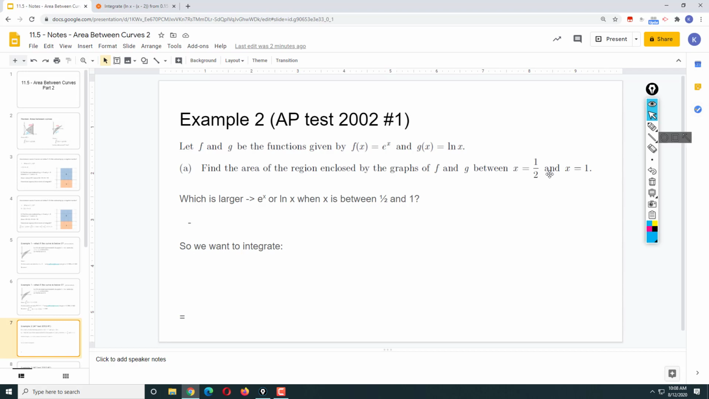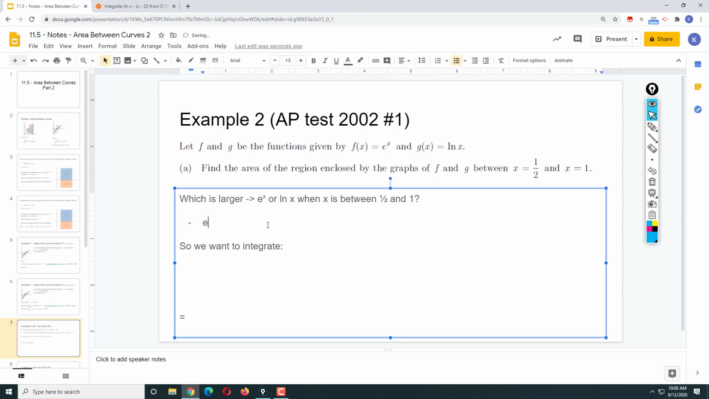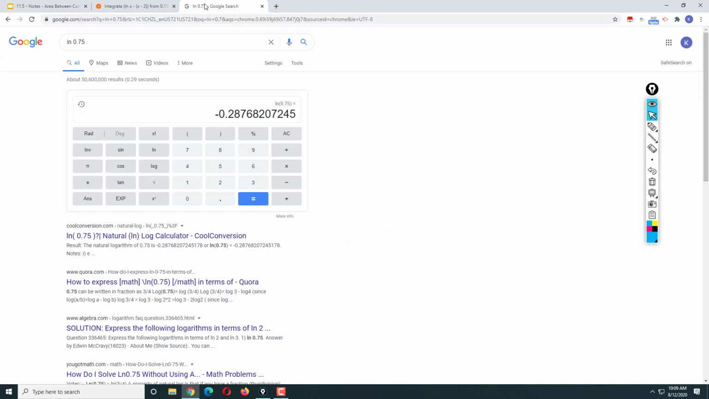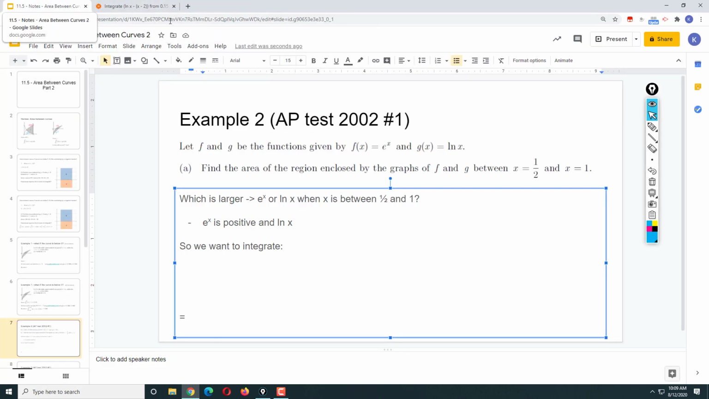First of all, we want to know which one's on top. Is it going to be f minus g or g minus f? Well, between 1/2 and 1, e to the x is a positive number, and ln of x, ln of like 0.5, ln of 1, like ln of 0.7. Let's use a calculator. ln of 0.75 is negative. They're always negative because they're below e. So ln x is always negative between x equals 0.5 and x equals 1. So f of x is larger than g of x in the entire region.